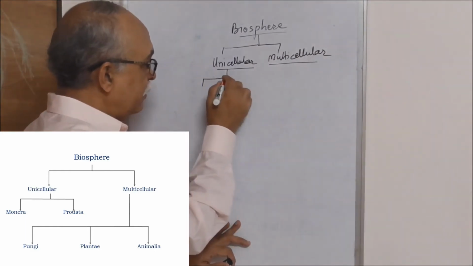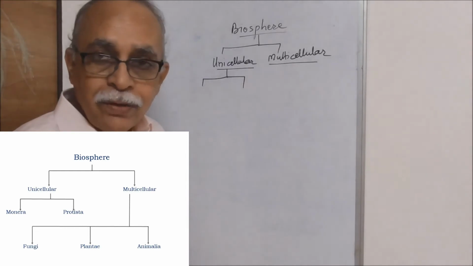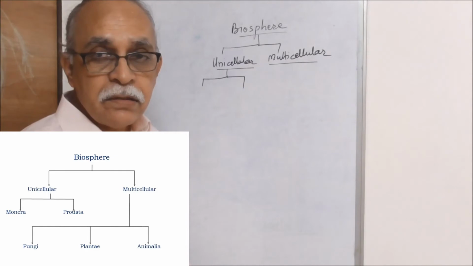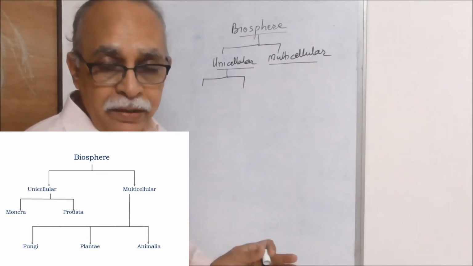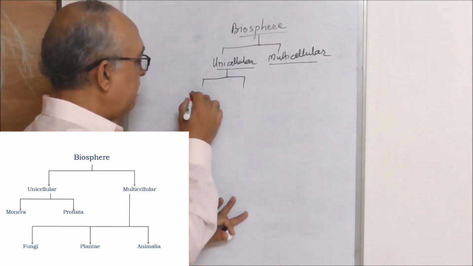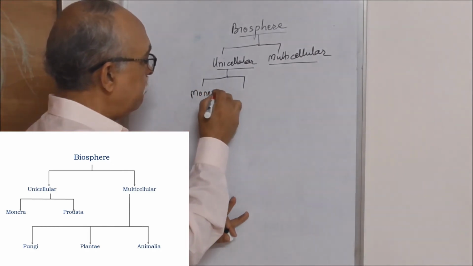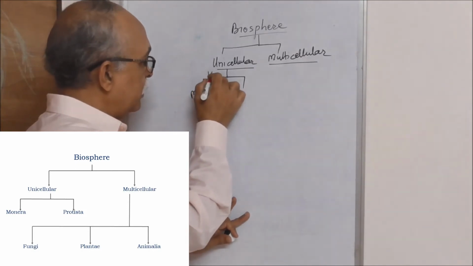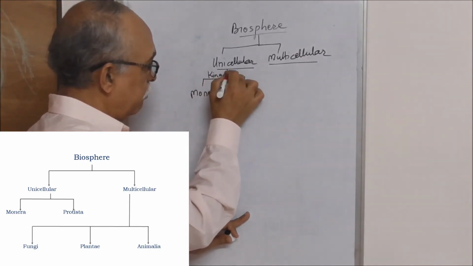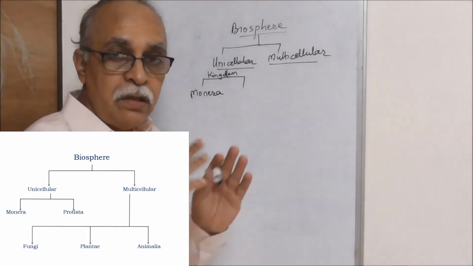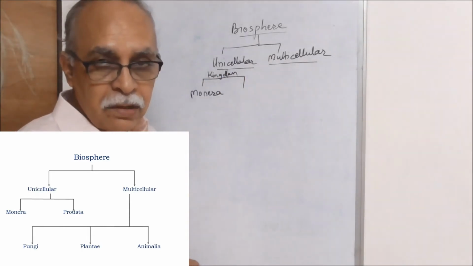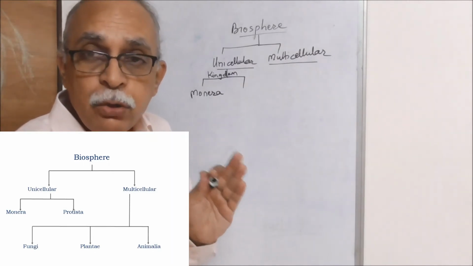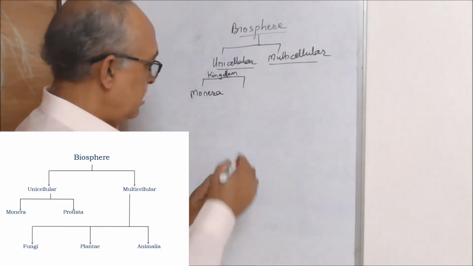Unicellular would further be divisible into prokaryotic, that is primitive nucleus, undefined nucleus, uncovered nucleus. They would come under Monera. Now what do we call this? We call this a kingdom, the largest group in this classification process. Monera would include prokaryotic unicellular organisms.